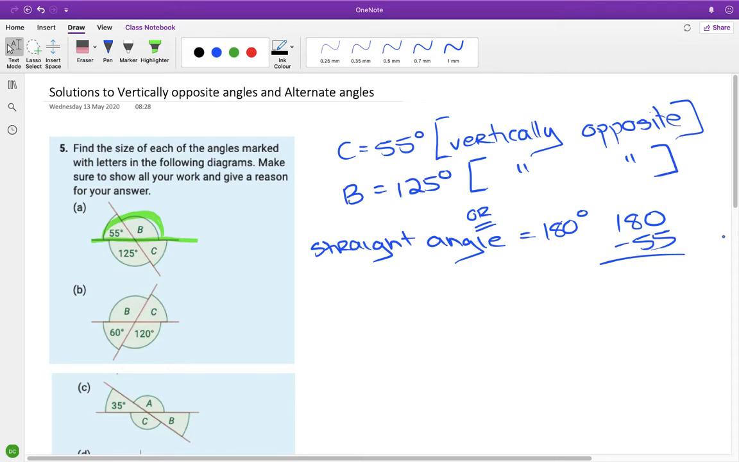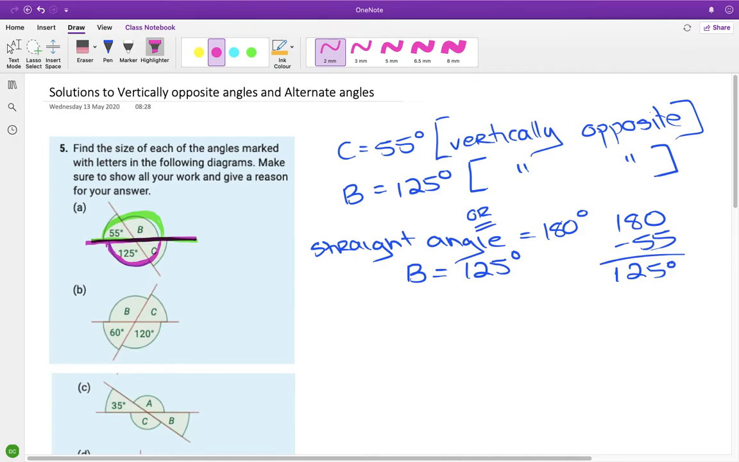So you do 180 minus 55, which is 125. So then we know that B is 125. And then, it's up to you. There's a couple of ways to do this. You could do another straight line down here, like this, and make it another 180.